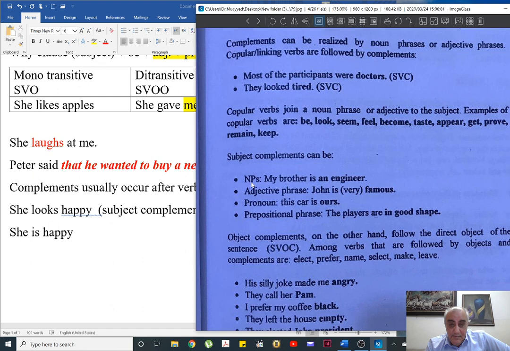My brother is an engineer. That is a noun phrase. Or an adjective: My brother is famous. Or a pronoun: This car is ours. Or a prepositional phrase: The players are in good position.